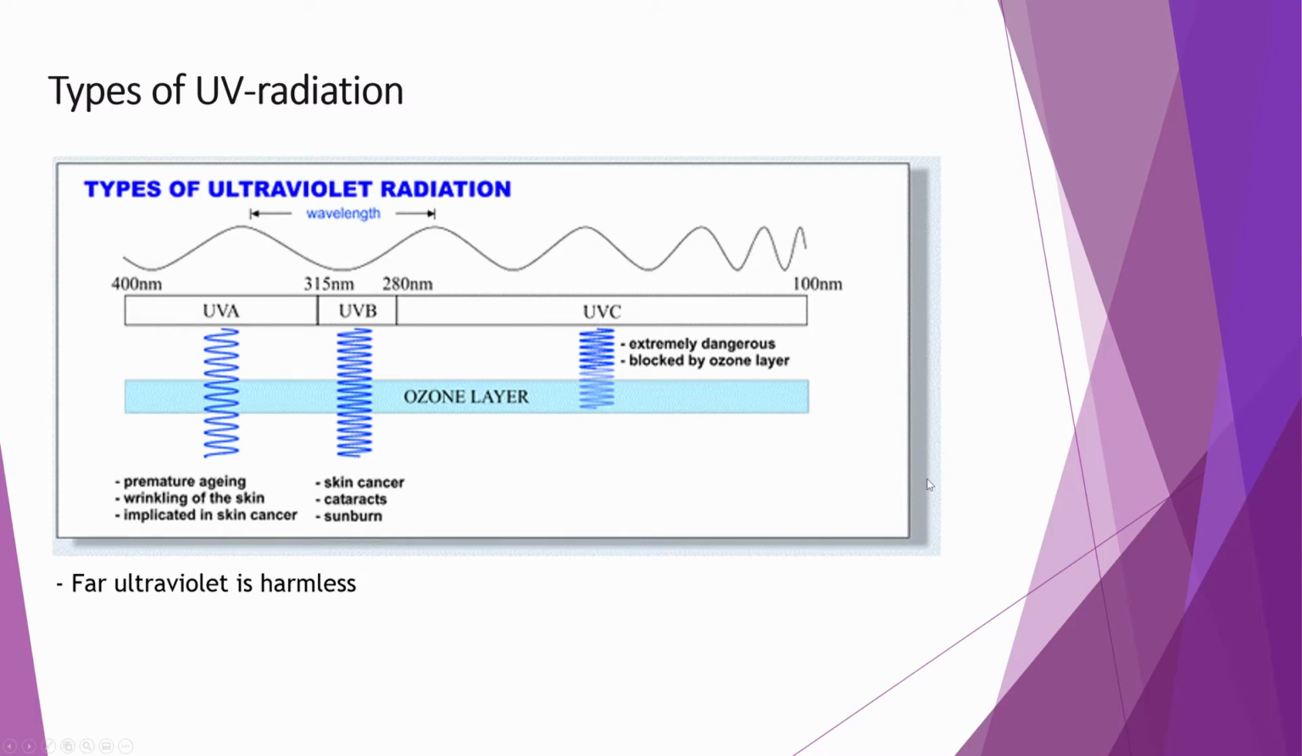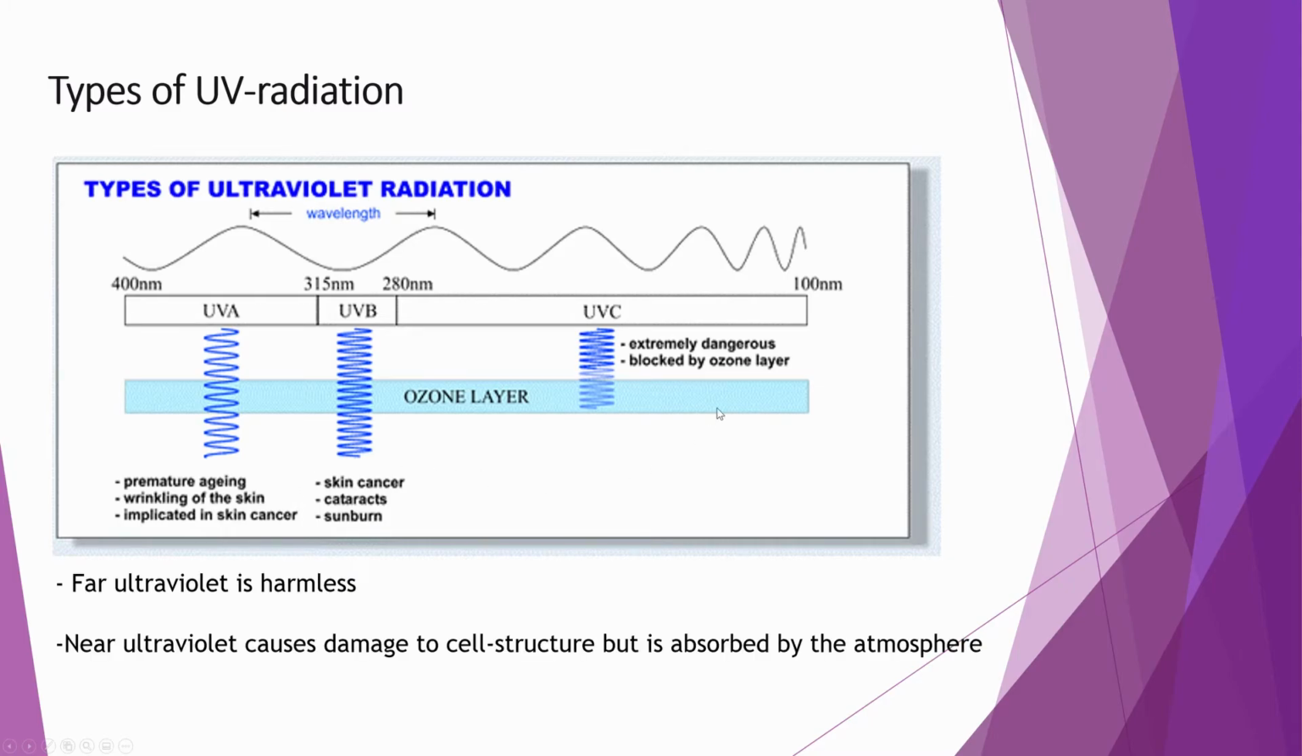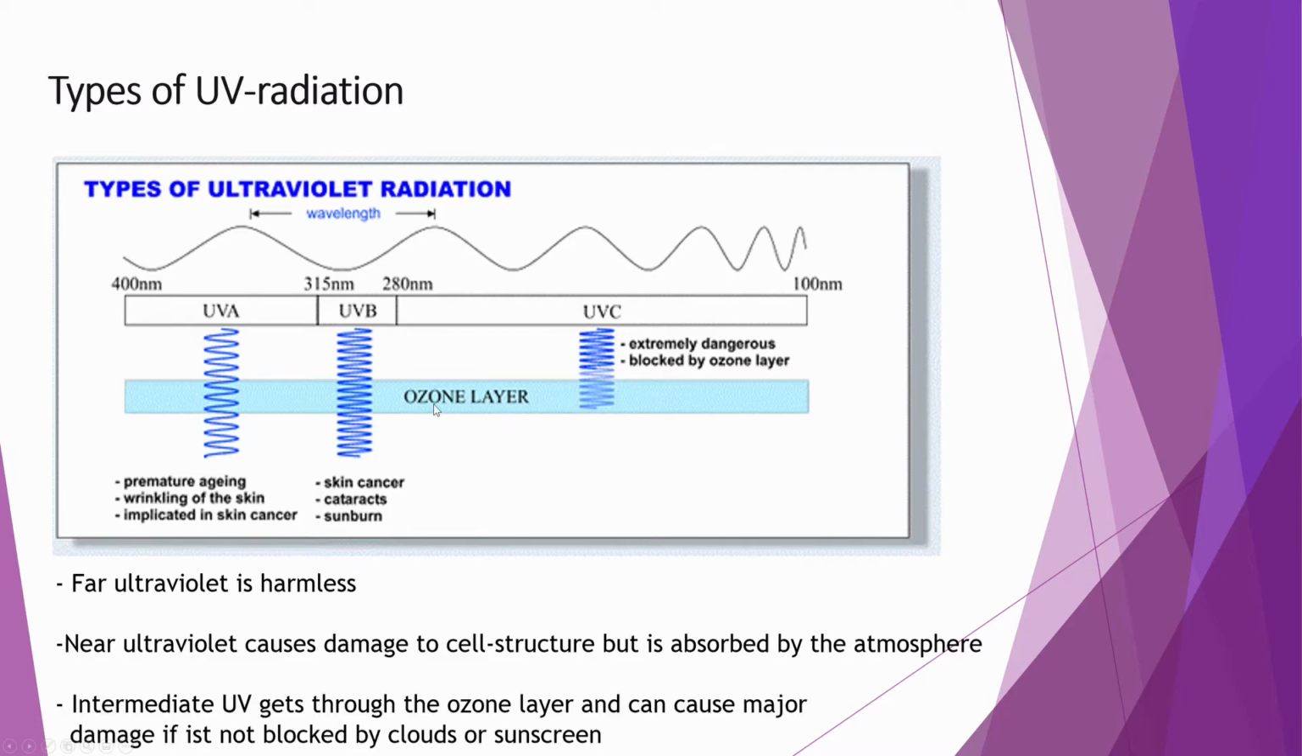Far ultraviolet or UVA radiation has the least amount of energy because of its high wavelength, thus being not very harmful to biological cells, while near ultraviolet or UVC can have a deadly impact on our life. Fortunately, it is completely absorbed by our ozone layer. Intermediate UVB, on the other hand, gets through the ozone layer and can cause major damage if it's not blocked, for instance, by clouds or by sunscreen.